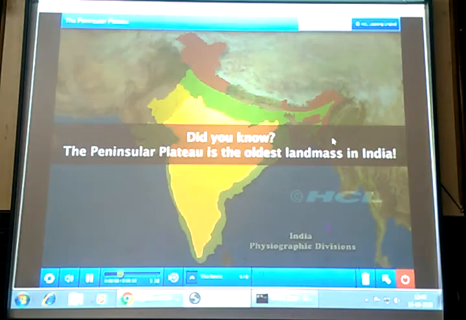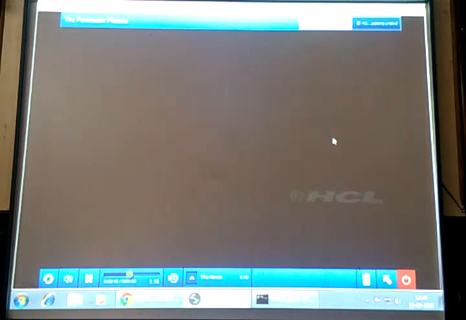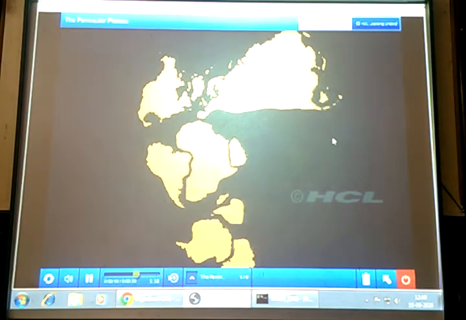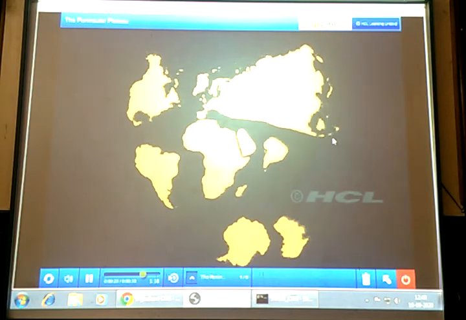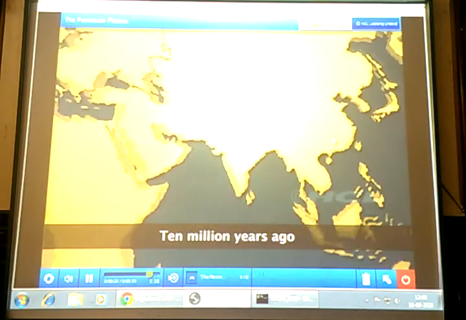Did you know that the Peninsula Plateau is the oldest landmass in India? The Peninsula Plateau was formed when the Indian plate broke away from the ancient Gondwana land and joined the Eurasian plate about 10 million years ago.